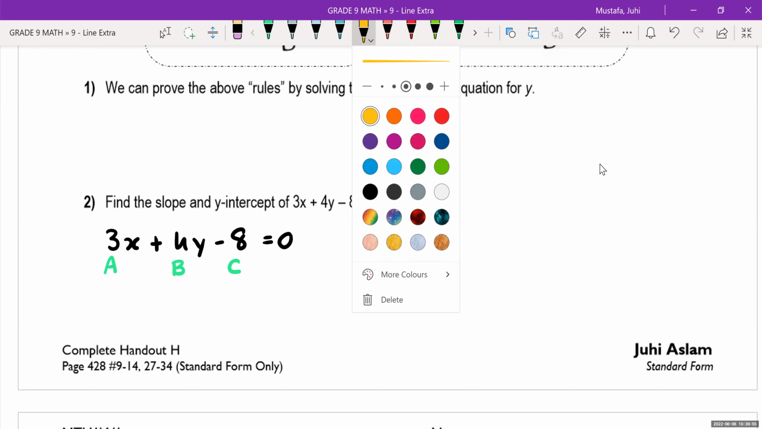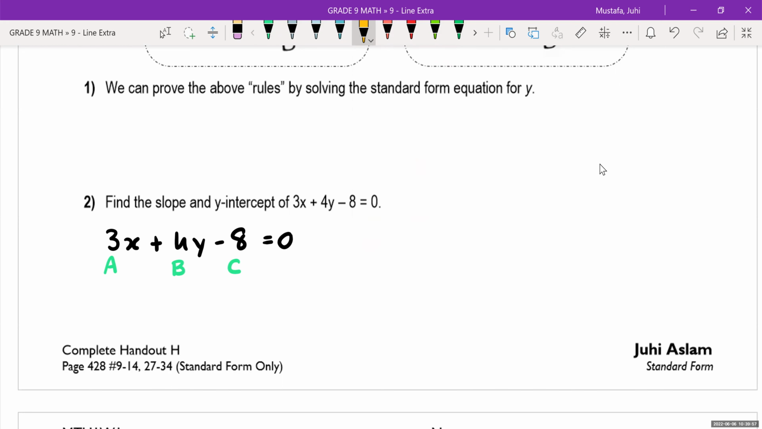Let's do a little checklist here. Is our A value positive? Yes, it is. So I'll just make a little check mark. That means rule number 1 is correct, or it's true. Are A, B, and C fractions or decimals? No, they're all whole numbers, which is perfect. That means rule number 2 is good as well.